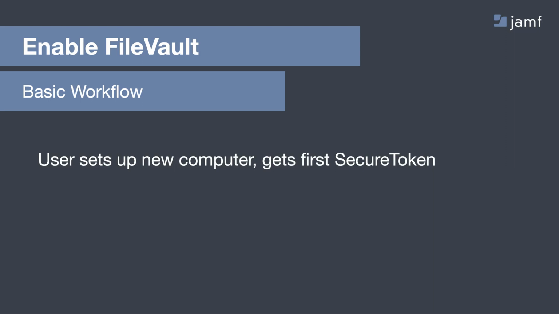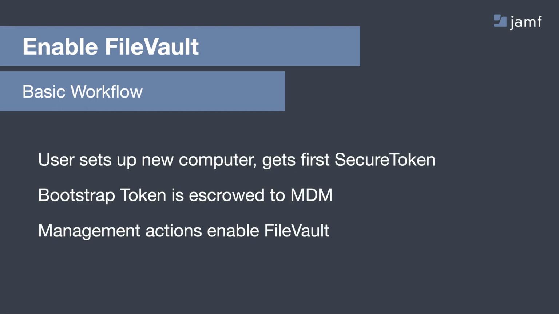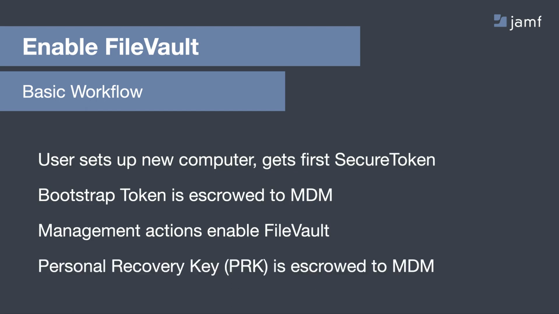In this scenario, the user sets up that new computer. They get that first secure token. The Bootstrap token is escrowed to MDM. So if you have a managed administrator that needs to sign in later, they can retrieve and get a token from MDM that way. And once that's set, a management action, as we'll look at those choices ahead, can then enable FileVault for that user, and a personal recovery key is then escrowed. So that can be used in the future when access to the disk is required.